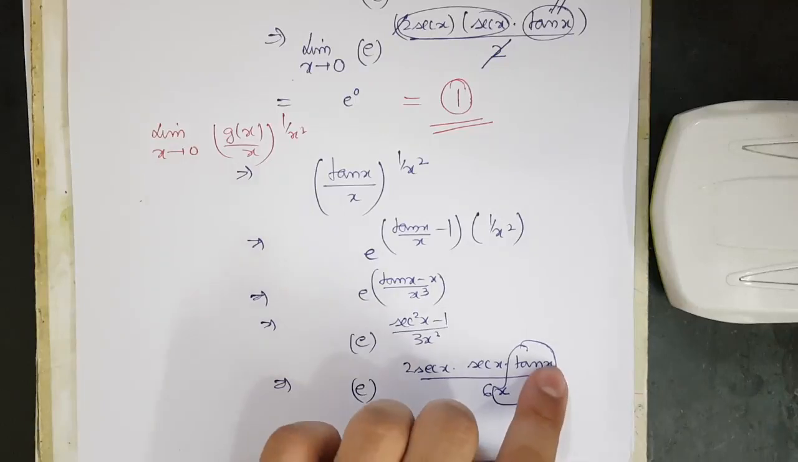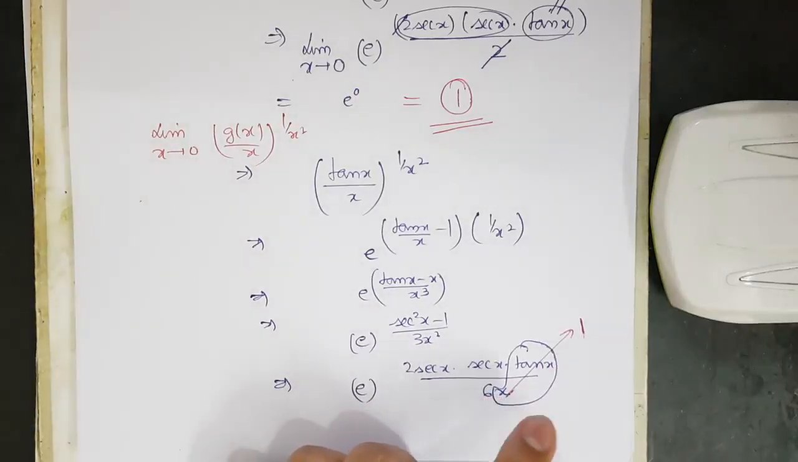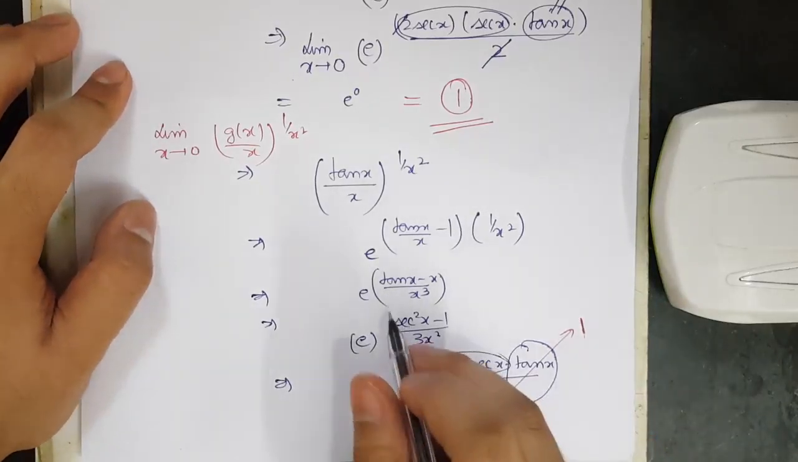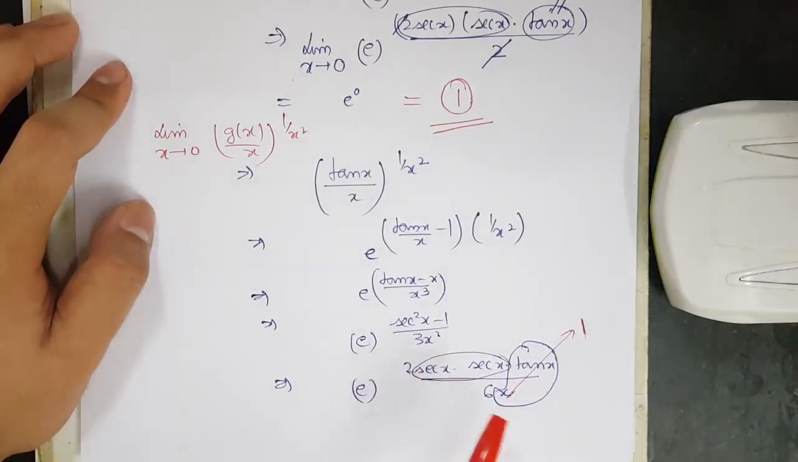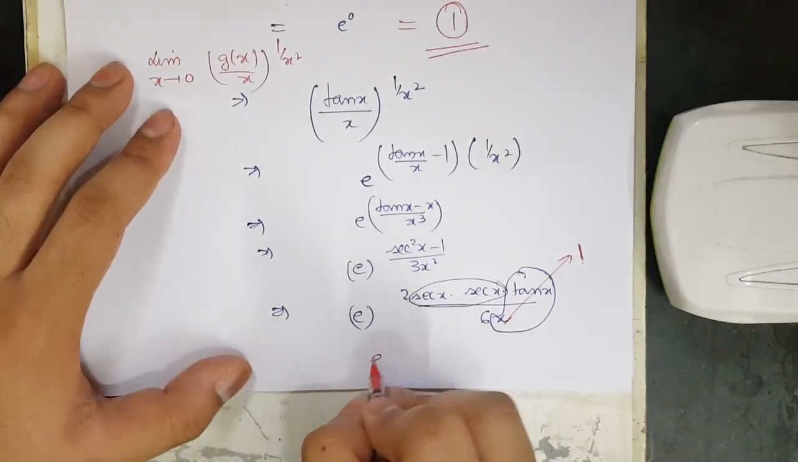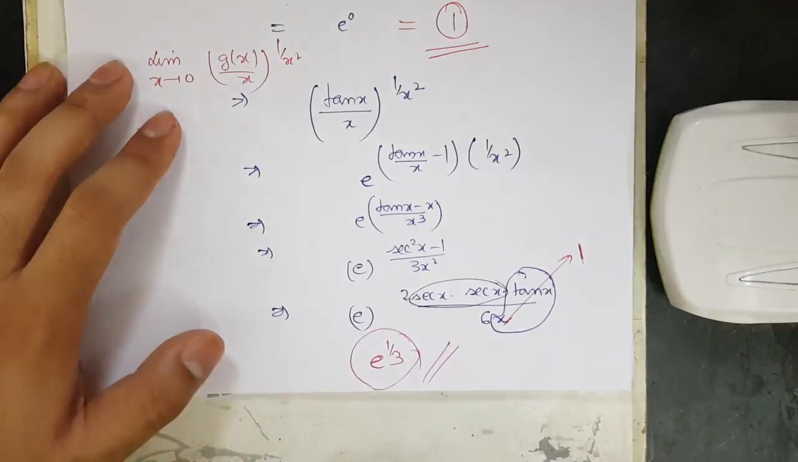Now tan x upon x, when x tends towards 0, is equal to 1. So this equals 1. Sec x into sec x will also be equal to 1 because x tends towards 0. So e raised to power 2 by 6. What is e raised to power 2 by 6? The final answer comes out to be e raised to power 1 by 3. So this is the answer for the second part.